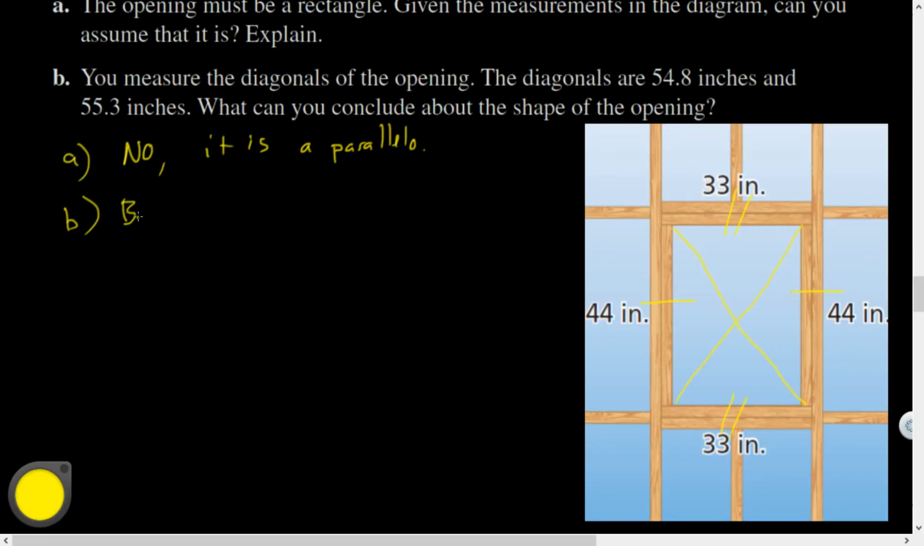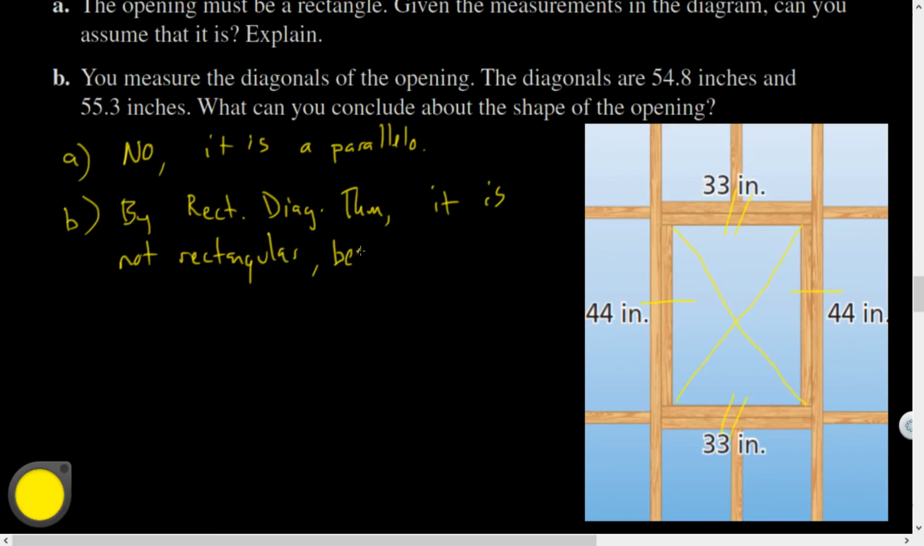Well, by the rectangle diagonal theorem, it is not rectangular, because the diagonals are not congruent. And so what you can do when your diagonals are not congruent, in this case, it looks like they've locked themselves in pretty well with all of the framing they've done.